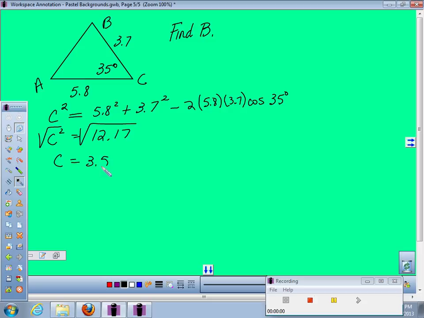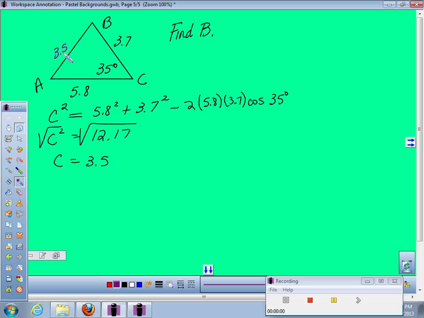Now, have you answered the question? No. The question was find B. So do you have to do law of cosines to go find angle B? Now that you have figured out this side is 3.5, you can always go back to using law of sines. Once you find that one missing part, you can always go back to law of sines. So you only ever have to do law of cosines once.